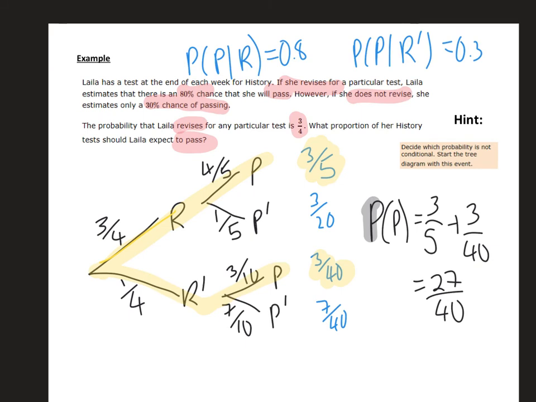So that's what proportion she should expect to pass. Out of 40 tests, we'd expect her to pass 27. Some of them would come from not revising. Some of them will come from, well, the majority, hopefully, would come from revising. You can see actually 3 of those would come from not revising, 24 of those would come from revising. So again, it's important to see that revision matters.